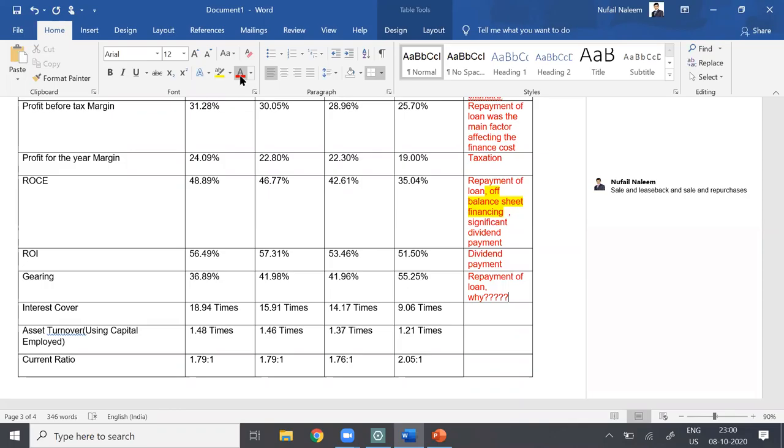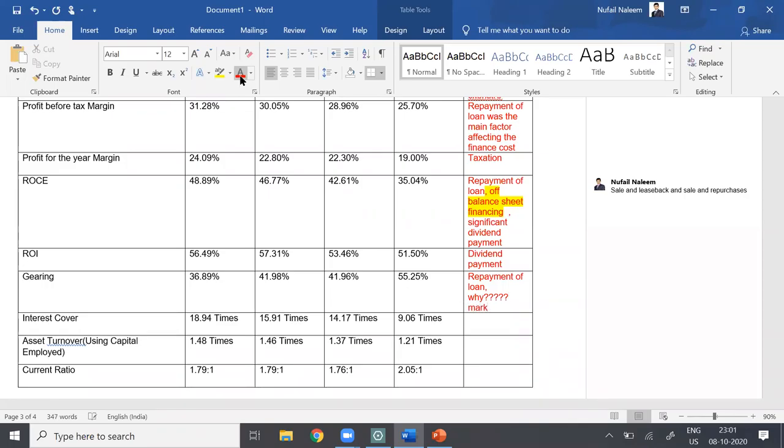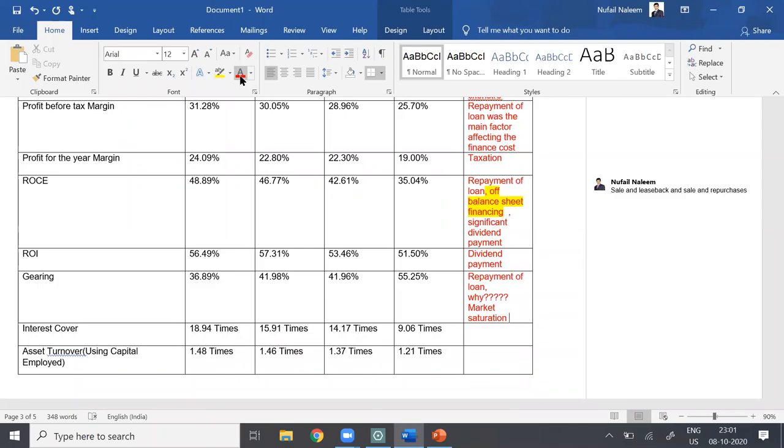Can I say one thing? Market saturation. Lily would have known market saturation. What is market saturation, Lily? When there is no possible way to expand, it becomes saturated. Agree or not agree, Lily? Yes. Now, for example, if you see Airtel in India, it's a telecommunication network. Saturated, right? They are very rich. Agree or not agree?